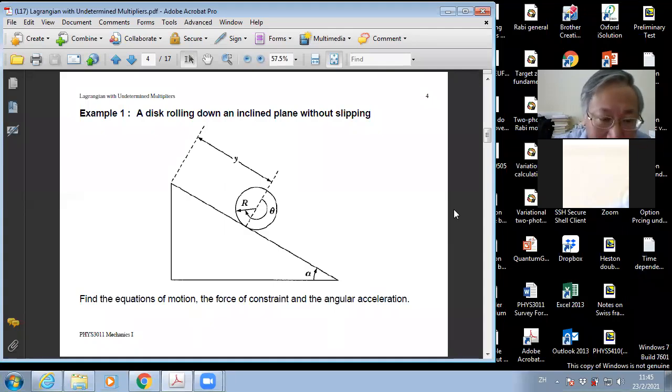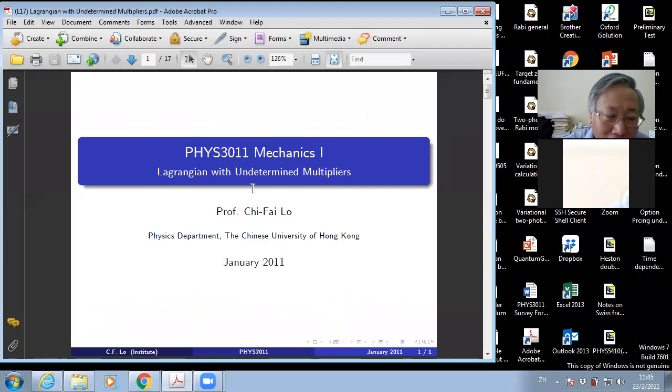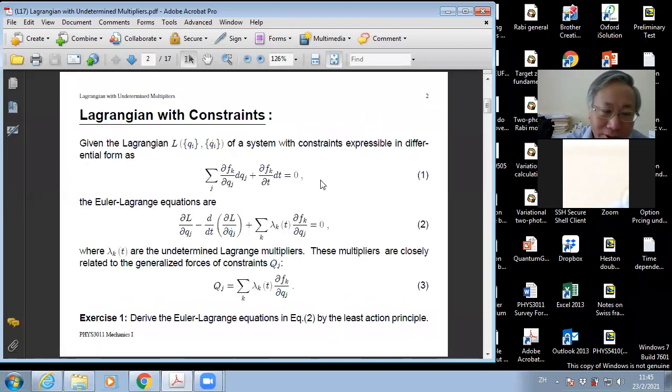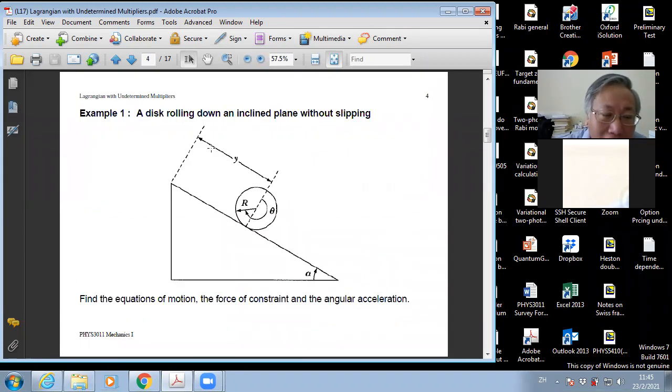Okay, so today we are going to talk about the Lagrangian with constraints. There are many systems like this one, a disk rolling down an inclined plane without slipping. Rolling without slipping is a constraint. In this example, the constraint condition can be explicitly written out, and we can easily incorporate the constraint into the Lagrangian and eliminate some of the variables, right?